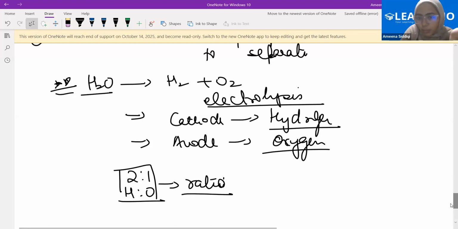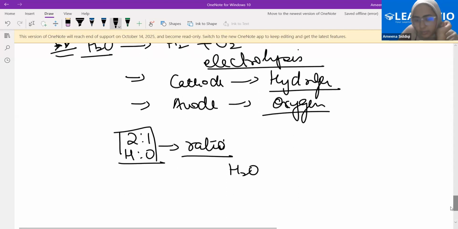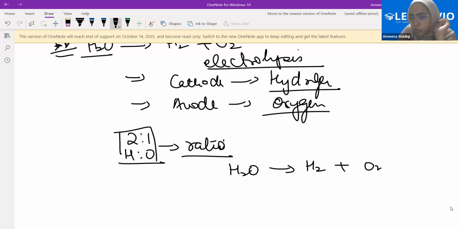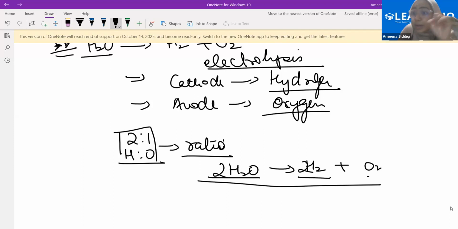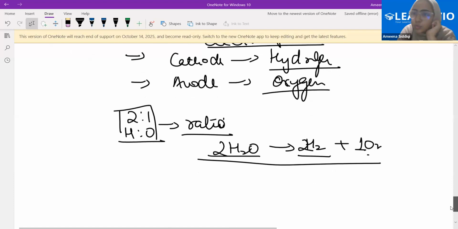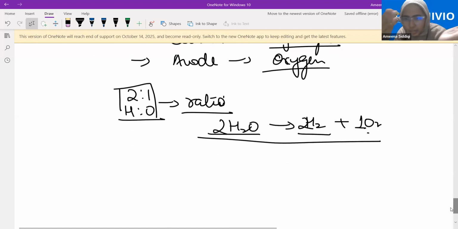And why do we get this? If I write this, I have one water molecule here, and I will get H2 plus O2. Now this is not balanced. So to balance the equation, I will write this. Now this is a balanced equation. So when two water molecules are decomposing, we are getting two molecules of hydrogen and one molecule of oxygen. So what ratio do we get? 2:1. You can clearly see hydrogen is twice the amount of oxygen here.